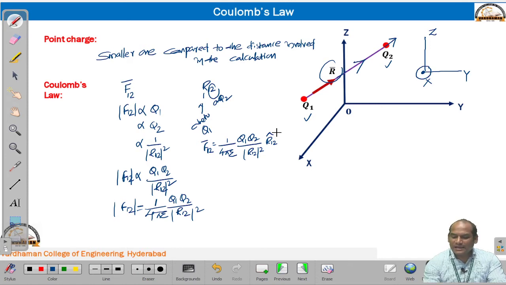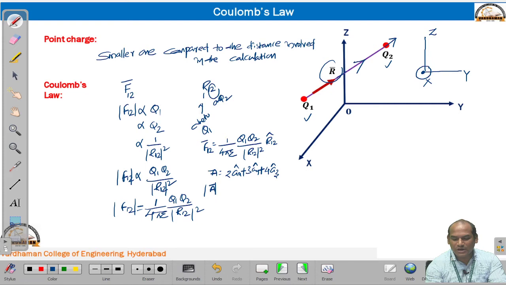For example, there is a vector a bar that is equal to 2 ax cap plus 3 ay cap plus 4 az cap. This is the vector we have taken. How can you tell whether this vector is a unit vector or not? We have to calculate the magnitude of the vector a bar. If it is equal to 1, we can tell that it is a unit vector. If it is not equal to 1, we can say that it is not a unit vector. So, we will find that.